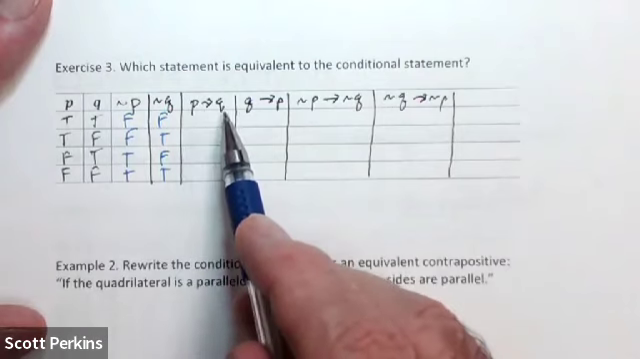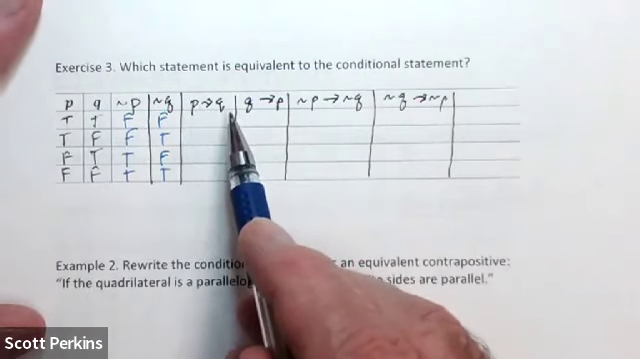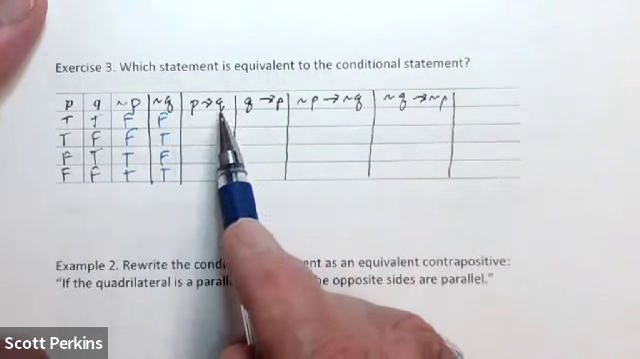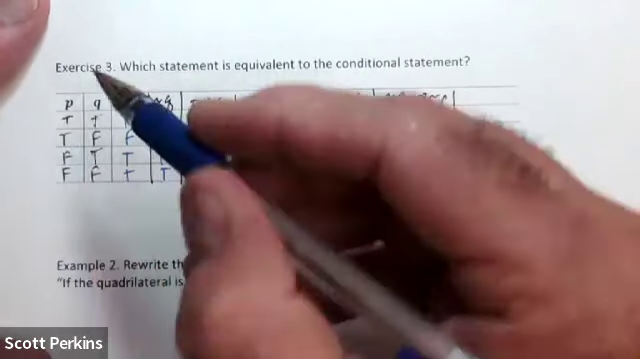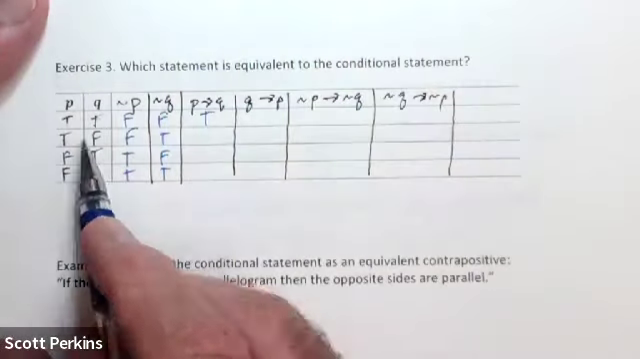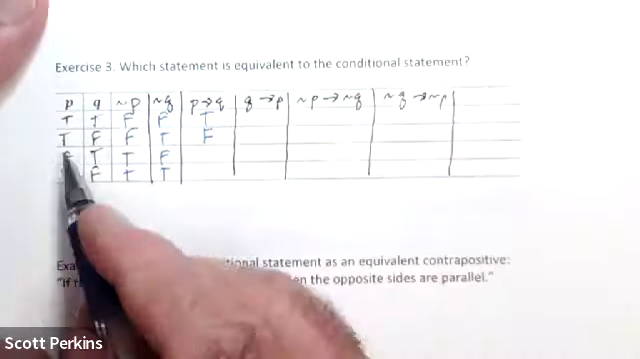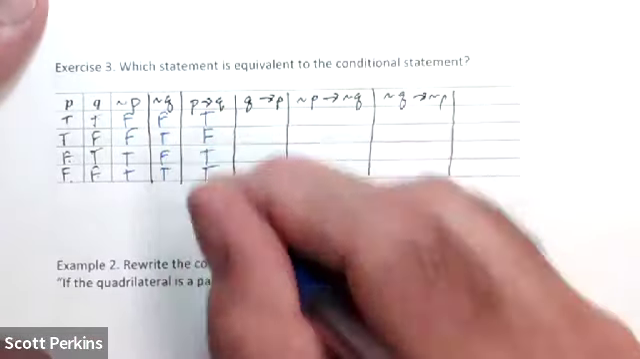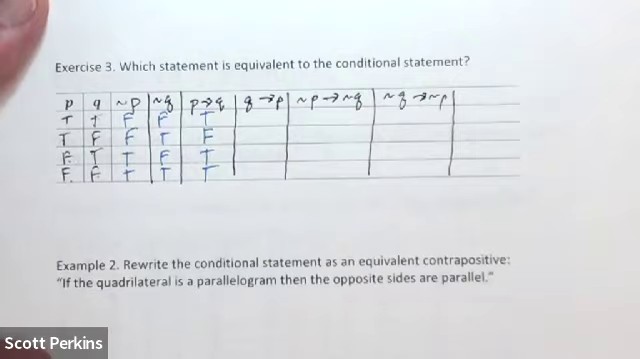My conditional statement, P then Q. Remember, any conditional statement is always true unless you have the situation true then false. So P and Q, true then true. That's true. True then false. That's false. False then true. That's true. False then false. That's true. Okay, that's my original conditional statement. That's the one I'm really super interested in.